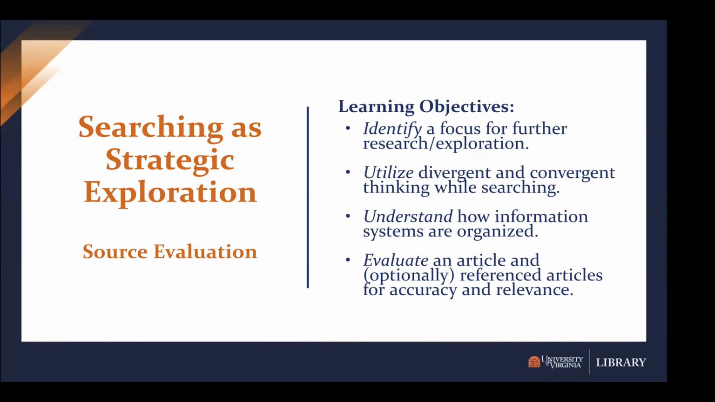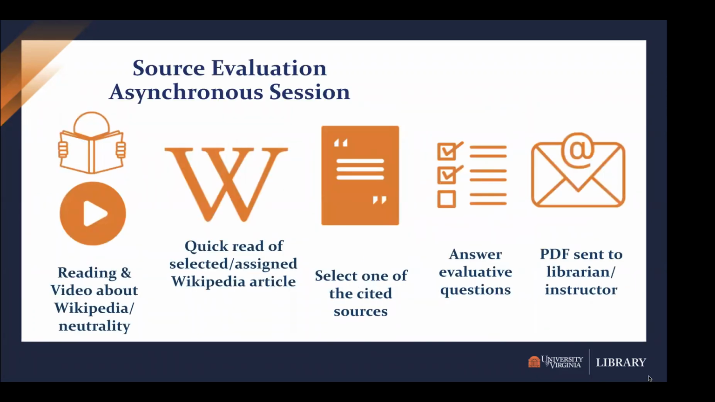This is an asynchronous option, and you can consider the following activity focused on evaluating sources using a series of questions. First, students should view or read content related to Wikipedia and its aim of source neutrality. In the lesson overview in the resource folder we'll provide, we've included some suggested videos and readings.